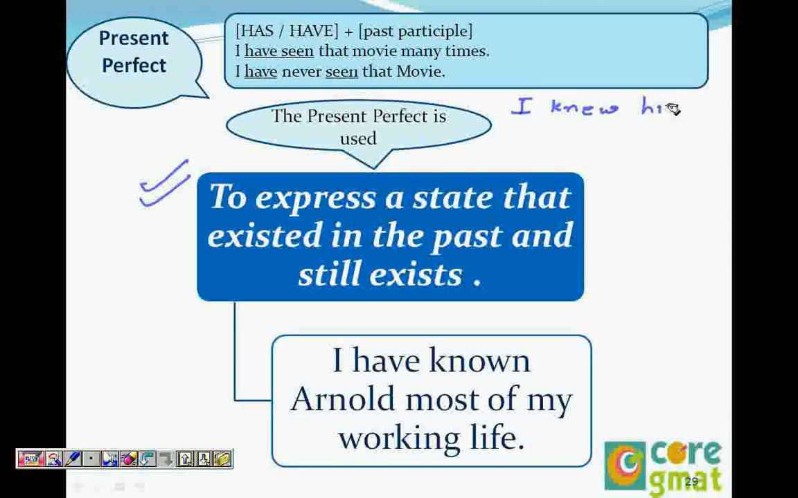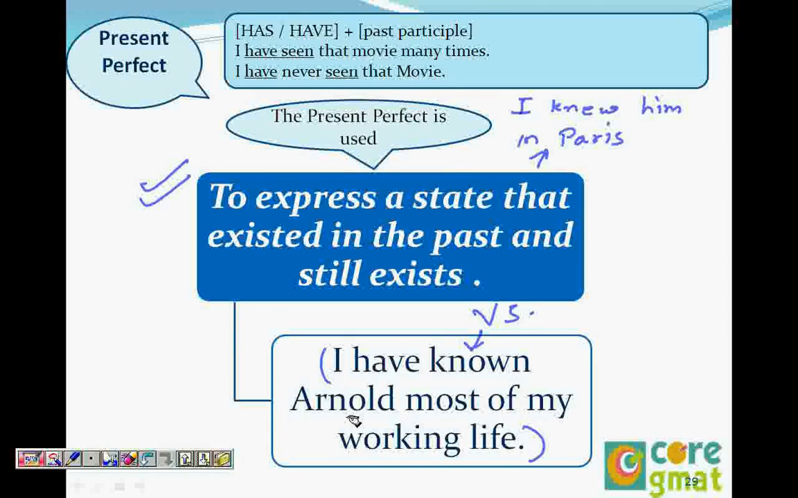"I knew him in Paris" versus "I have known him." "I have known Arnold most of my working life." So the difference, what you're saying is, when you say "I knew him in Paris," that means I do not know him anymore. When in Paris we knew each other. Yes. But "I have known Arnold most of my working life" would mean that I knew him in the past since Paris, and I still know him. We're still in touch. So here you will use a present perfect.